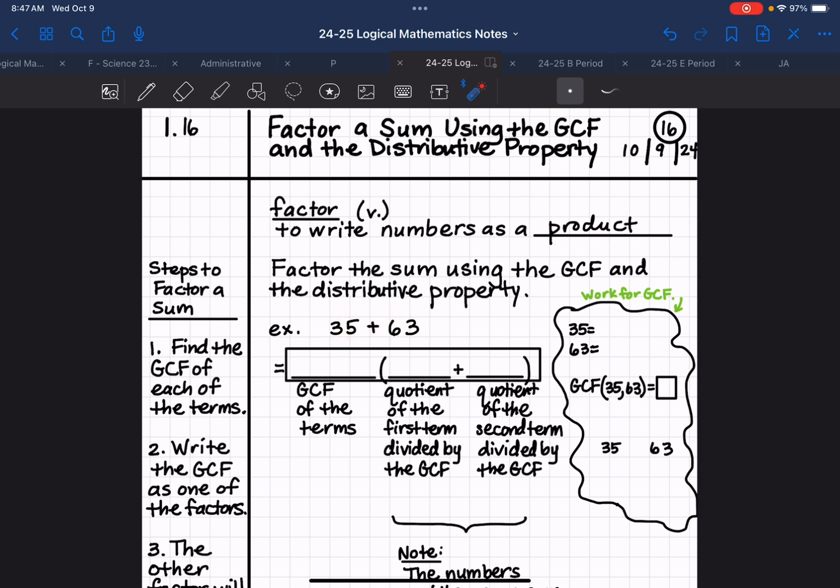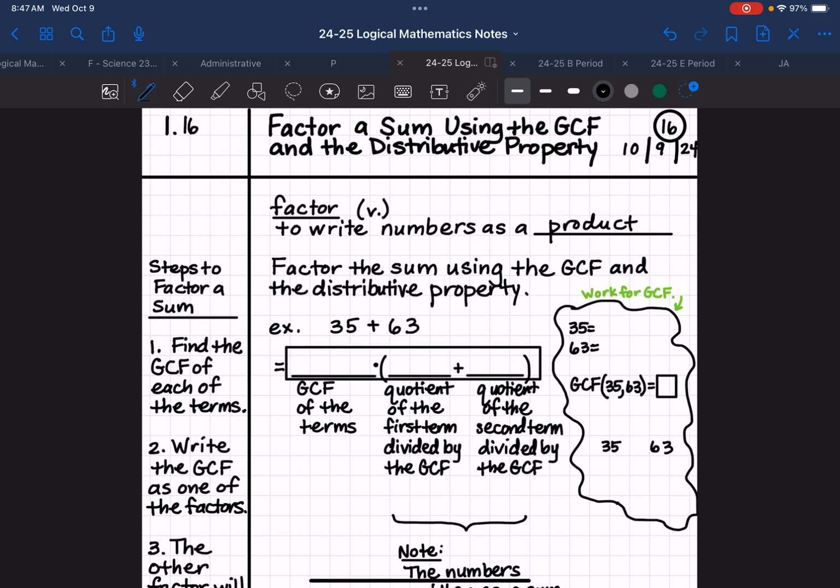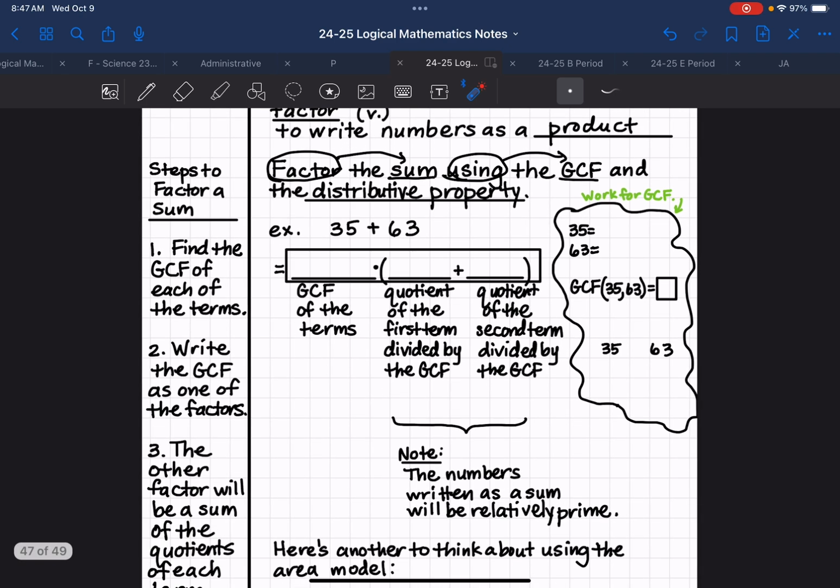So your job is to write it as some number times another number. All right, the task here is to factor the sum using the GCF, the greatest common factor, and the distributive property. First of all, we're going to look at the steps for how we factor sums, and they're right over here.